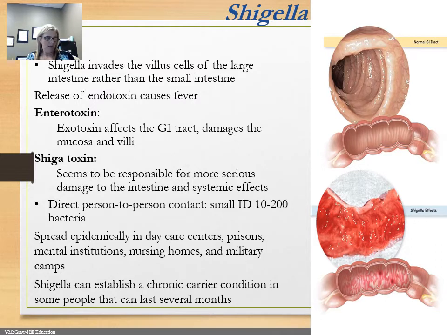And so it's spread epidemically in daycare centers, prisons, mental institutions, nursing homes, areas where people are in close quarters with each other. This can also cause a chronic carrier condition in some people that can last several months. The only prevention here is proper hygiene and avoiding contact with infected persons, okay? All cases of shigellosis should be treated with antibiotics, sulfamethoxazole and trimethoprim. Some may be sensitive to ciprofloxacin if it's resistant to the others.